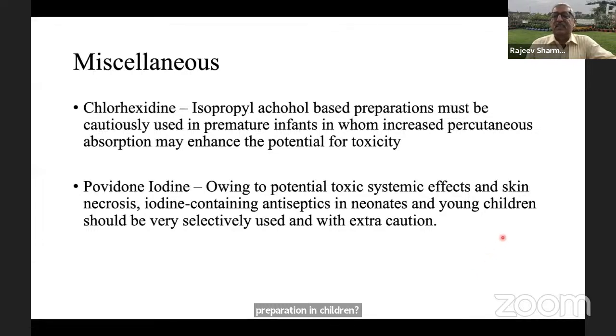So here is the catch that I was talking about. Certain more drugs like isopropyl alcohol based preparations of chlorhexidine should be avoided in premature infants because it can increase the percutaneous absorption and hence the potential for toxicity is there. Povidone iodine, owing to its potential toxic systemic side effects and skin necrosis, in neonates and very young children, should be used selectively with a lot of caution. So yeah, I have seen most of the surgeons using it left, right, and center, but probably they are not alcohol-based iodine preparations. They are using some different base. Can you enlighten me here?